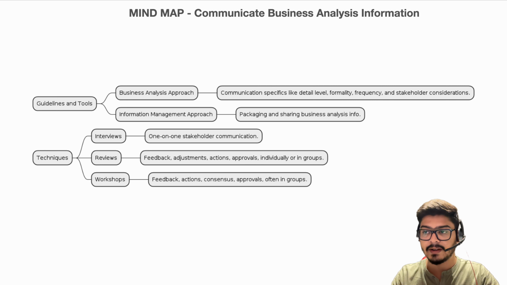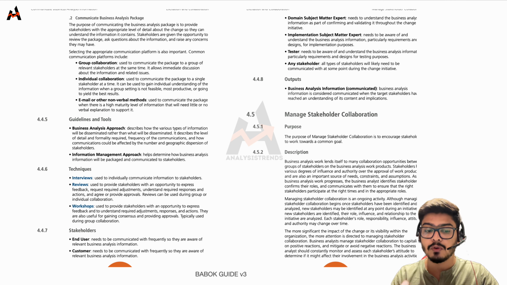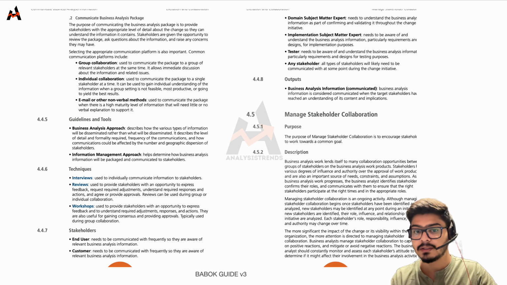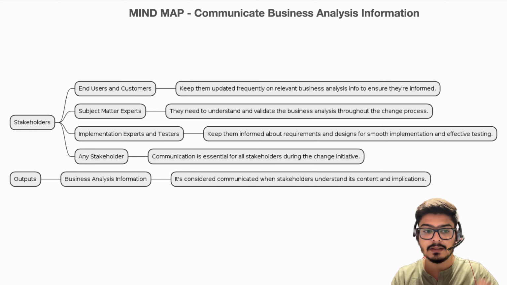So once you have identified the information, you have communicated with stakeholders, you know how to communicate, you know what kind of information you have to communicate, you also know how to do that with the techniques, you are moving on to whom I need to communicate with. Now you find the people you need to communicate the information with, based on the information you have. To understand that, you have stakeholders and outputs. There are four different categories of stakeholders: end users and customers, subject matter experts, implementation subject matter experts and testers, and any stakeholders.